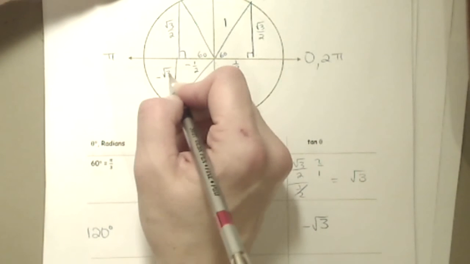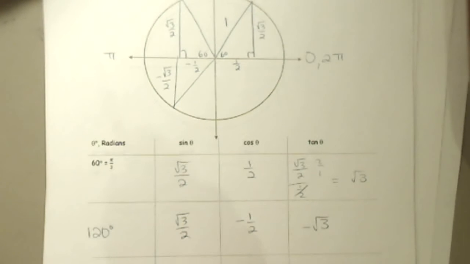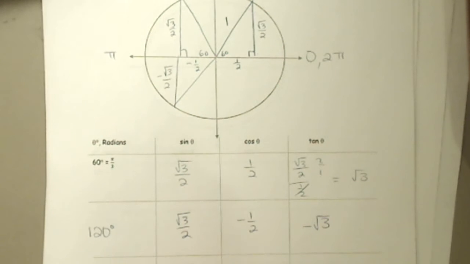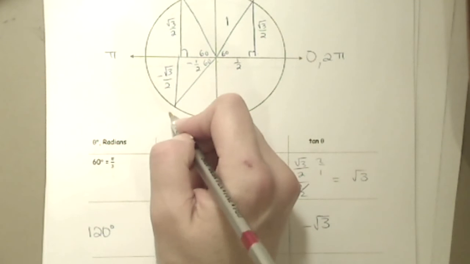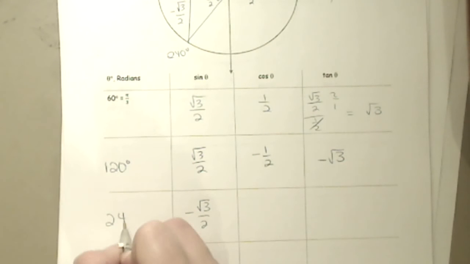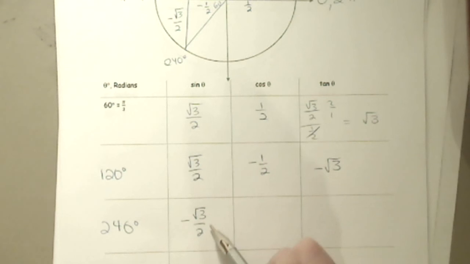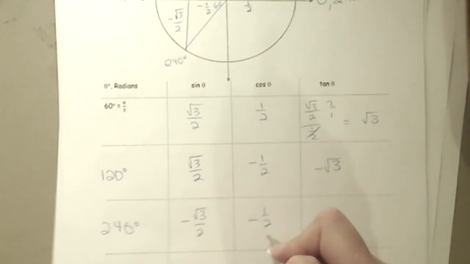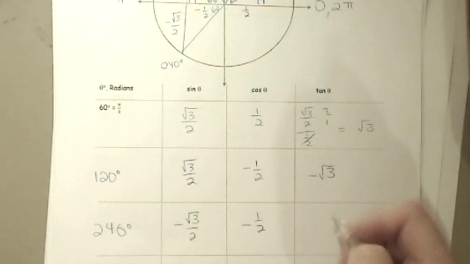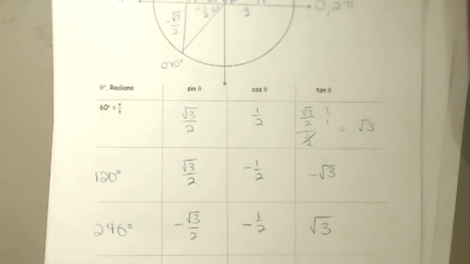60 degrees into quadrant 3. Negative cosine. Negative sine. And that's going to be 60 degrees beyond 180. That's going to give us 240 degrees. So our cosine is negative 1/2, the y coordinate, and our tangent is a negative divided by a negative, which is a positive square root of 3.